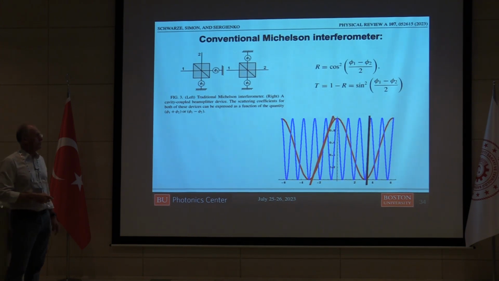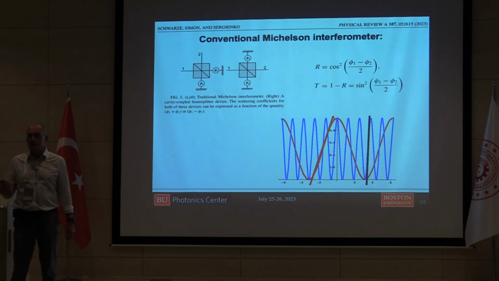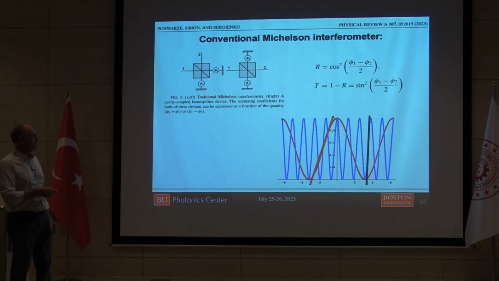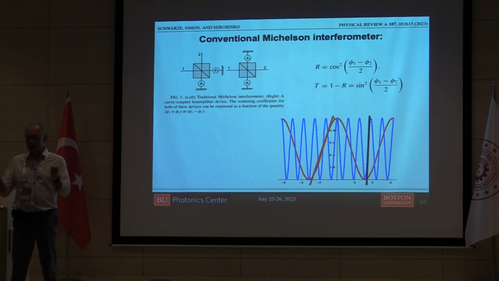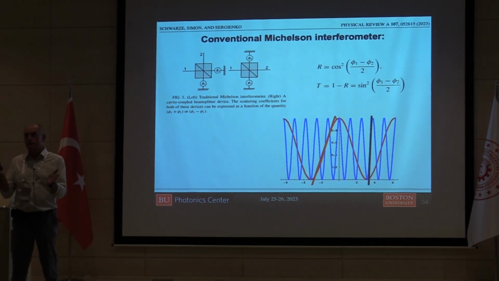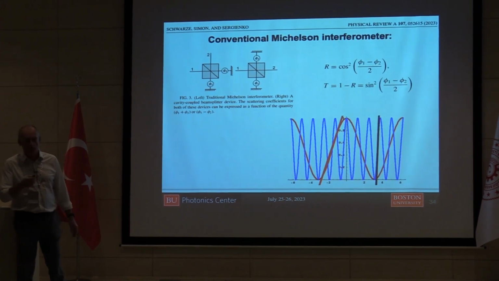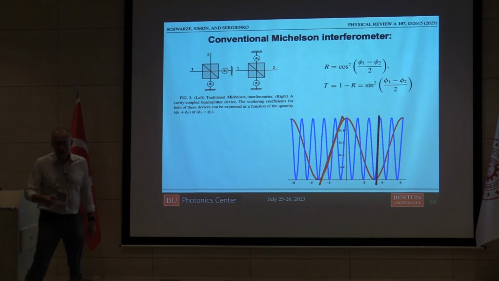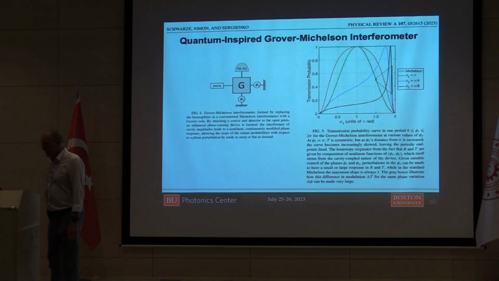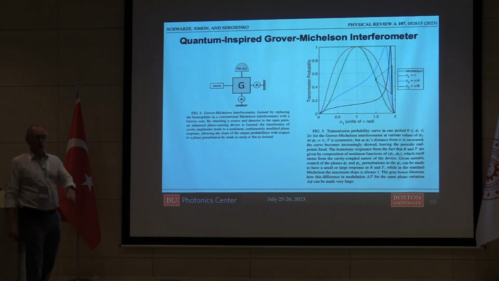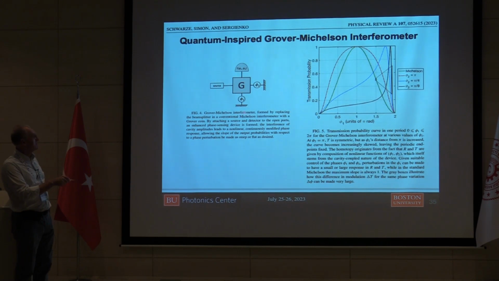So the only way to improve the resolution of a conventional Michelson is to change the frequency of the light inside. If you change the frequency, make it shorter wavelengths, then you can increase the sensitivity. You cannot increase sensitivity by playing with these two phases because they are connected through a linear relationship. Well, let's do this. Let's throw the beam splitter away and replace it with the Grover coin. Still the same topology, absolutely the same as the Michelson interferometer, but now it's the Grover coin that I've shown you.